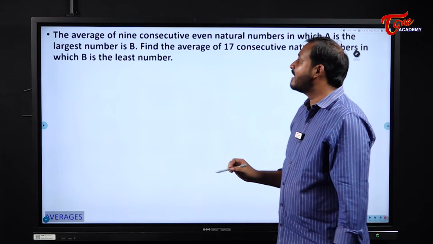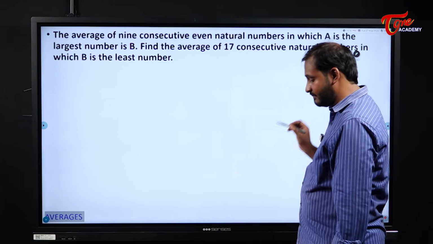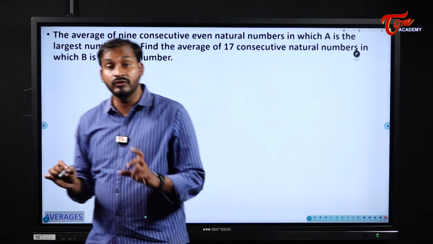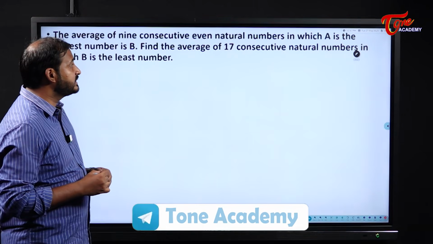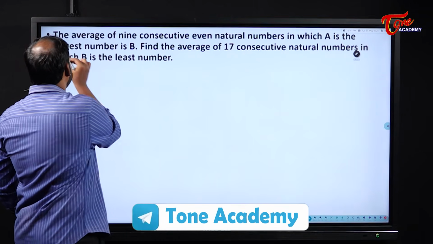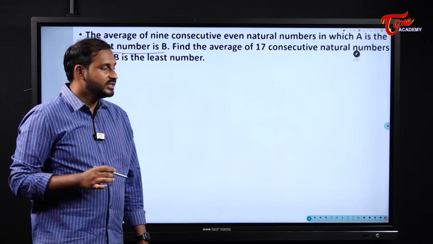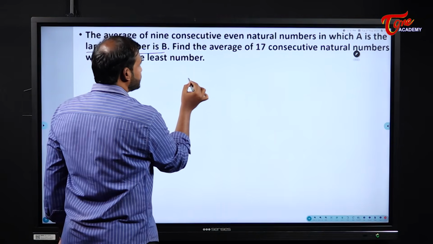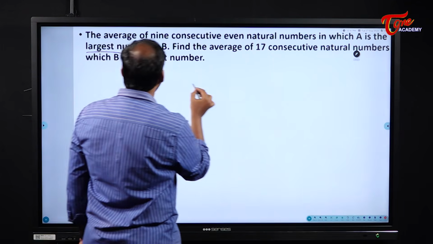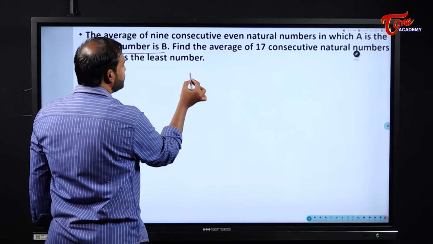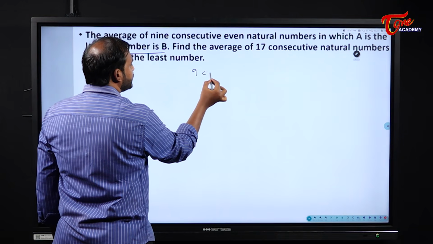Now, what is happening? The average of 9 consecutive even natural numbers, in which A is the largest number, is B. So there are 9 consecutive natural numbers, students. 9 consecutive natural numbers means what will you write?